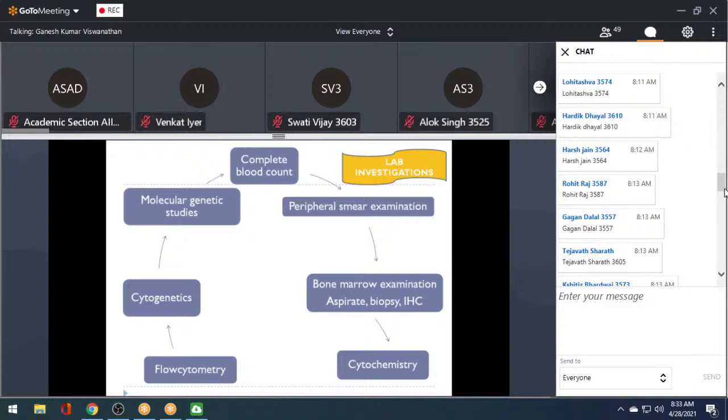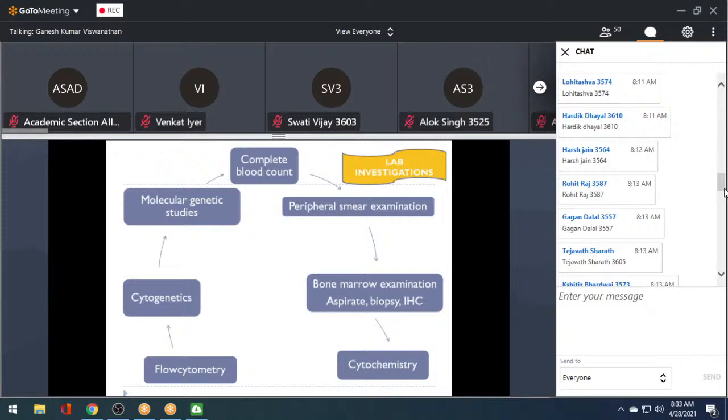clinical examination. So you order a complete blood count, and then you can confirm anemia and thrombocytopenia, and then you look at a peripheral smear examination. You see a lot of blasts, and the bone marrow examination is done. Bone marrow again will show hypercellular bone marrow, increase in blasts, and reduced normal hematopoietic elements.